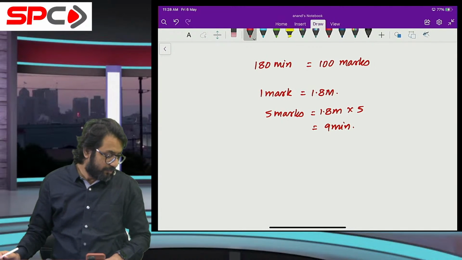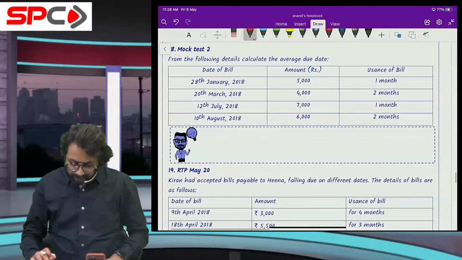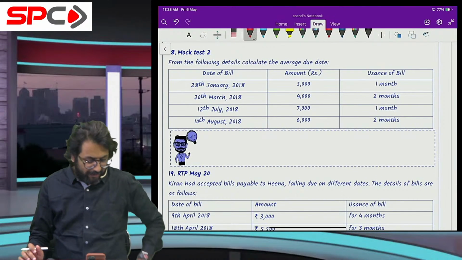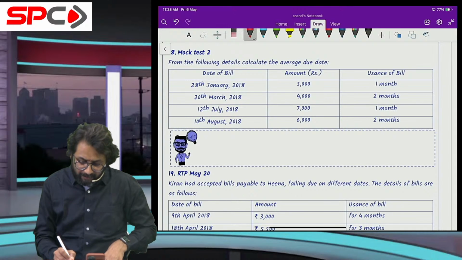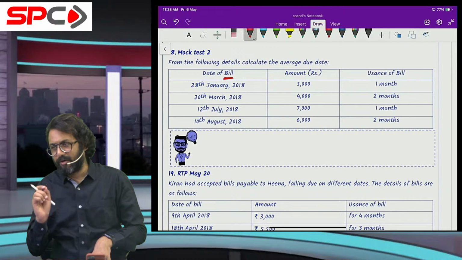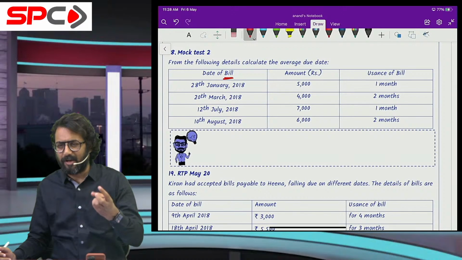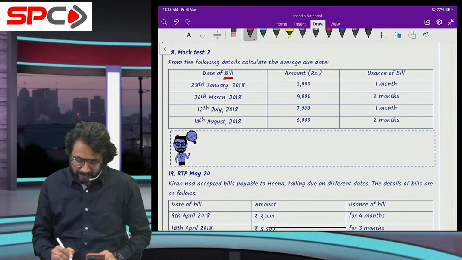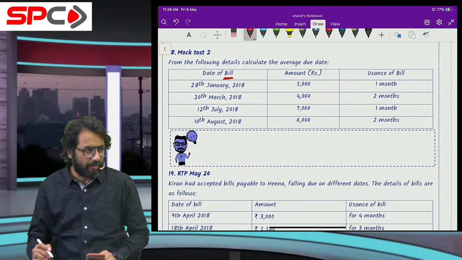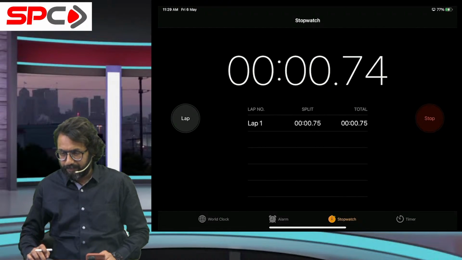Is that okay? So we are all there on question number 18, your classwork. Let me read it. From the following details, calculate the average due date. Whenever in the exam they use the word bill, assume it as bills of exchange, and by default add 3 days of grace. Now they have given you the date of issuance of the bill, they have given you the amount. I think you will be able to solve this, yes or no? And your time starts now.